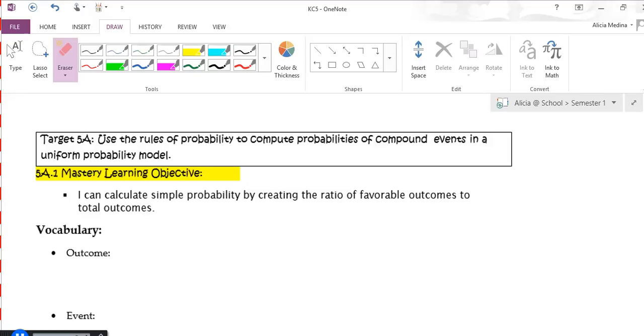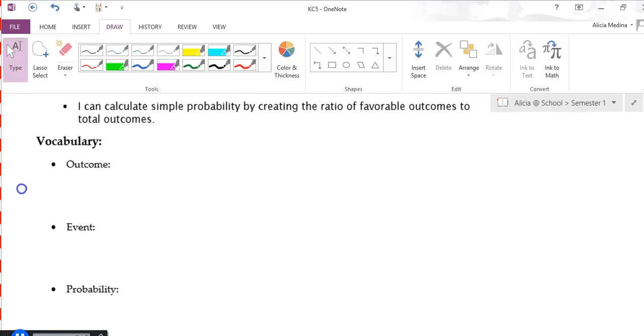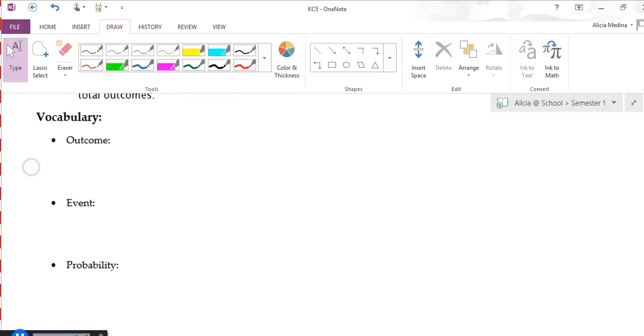Hey guys, in this video we're going to be starting on KC5, which is all about probability. Our first learning objective, 5A.1, is being able to calculate simple probability by creating the ratio of favorable outcomes to total outcomes.